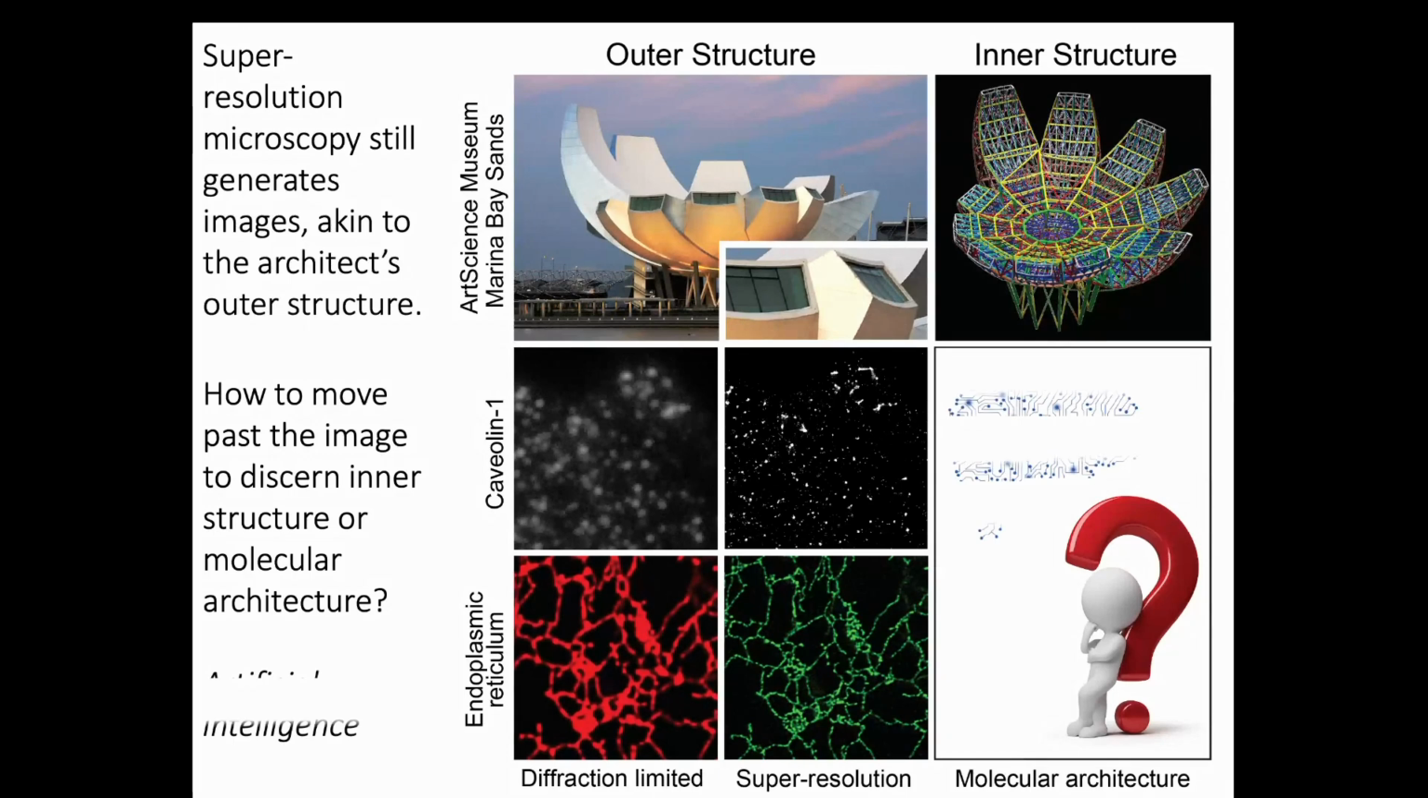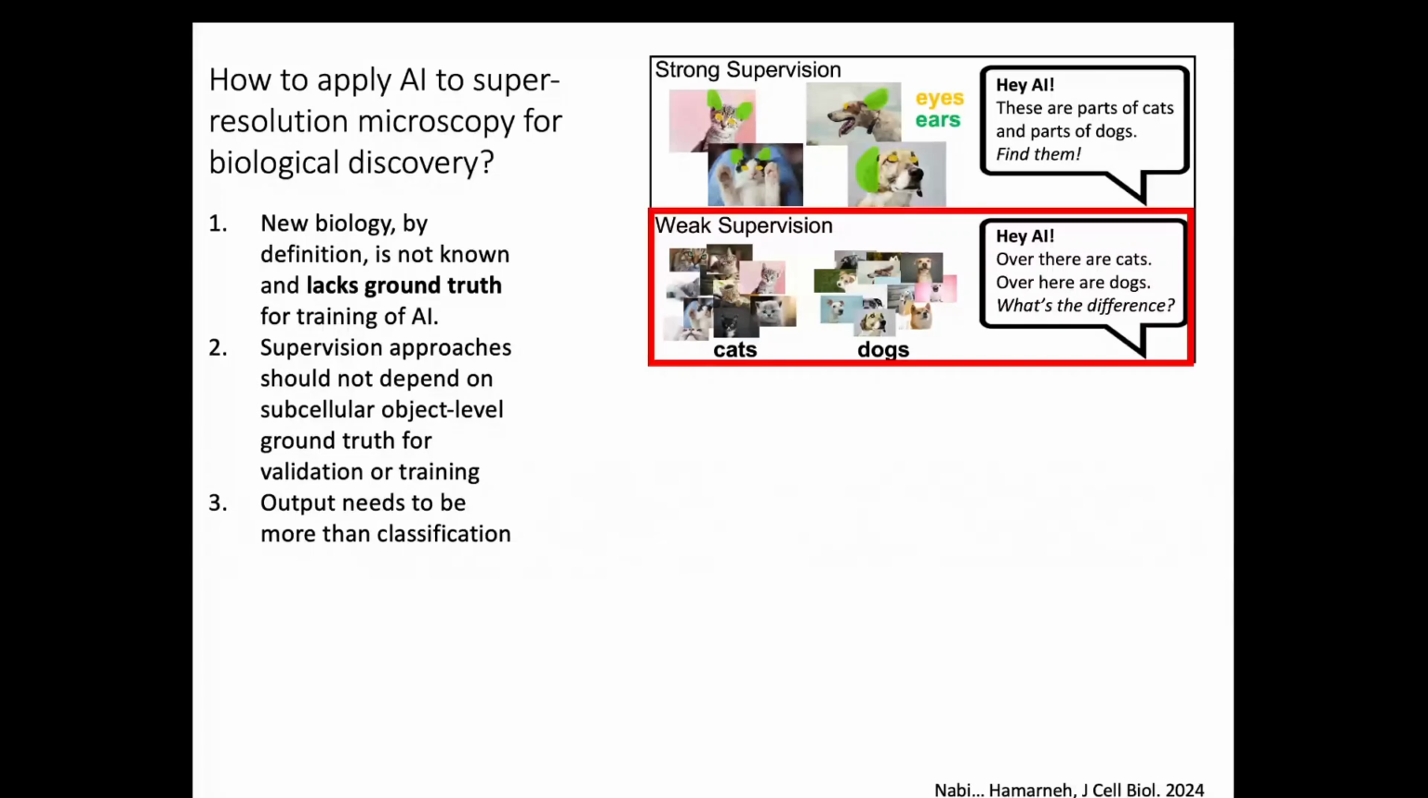We would argue that the way to do that is using artificial intelligence. And so how do we apply AI to super resolution microscopy for biological discovery? I say for biological discovery as opposed to using AI to better interpret the data we get from super resolution microscopy. Classically and typically, AI is using what's called strong supervision. We're telling the computer, the AI, let's just say, these are cat's ears, these are cat's eyes, these are dog's ears, these are dog's eyes.